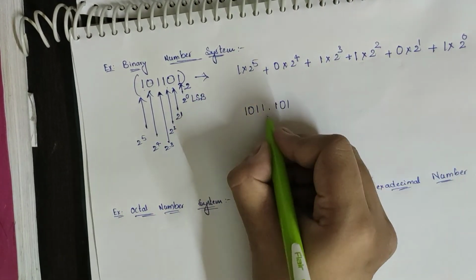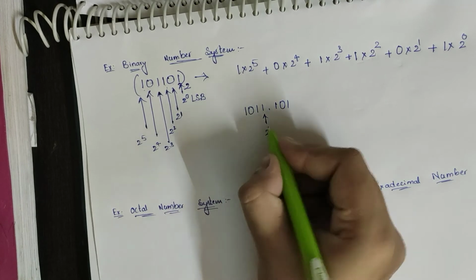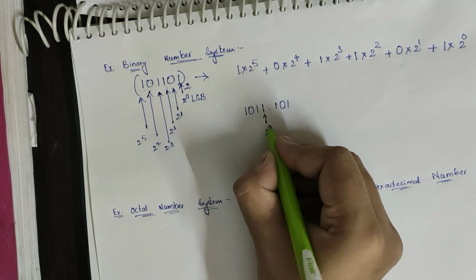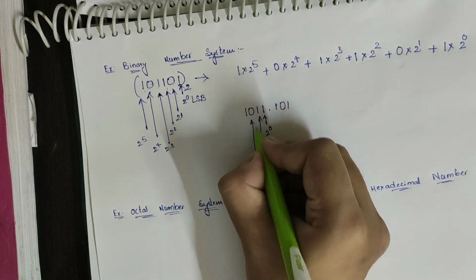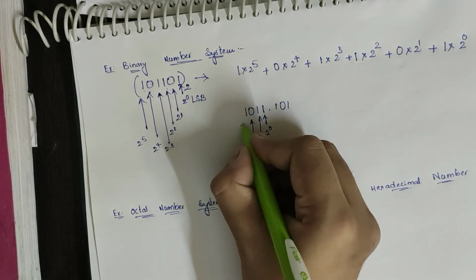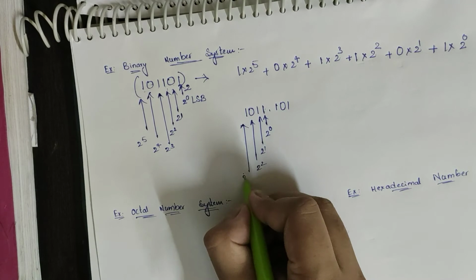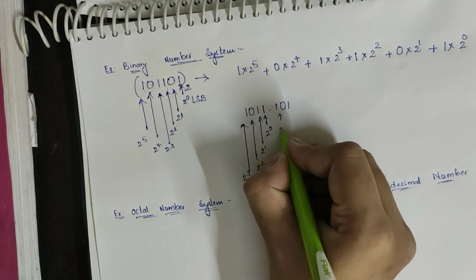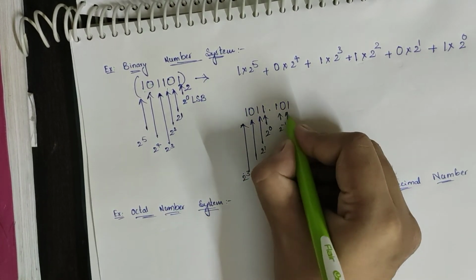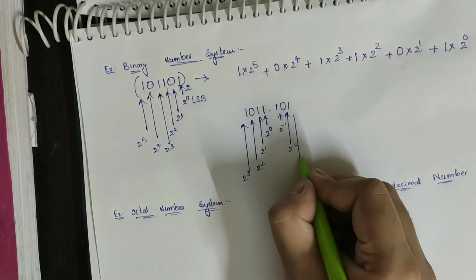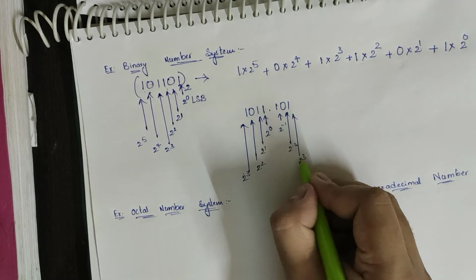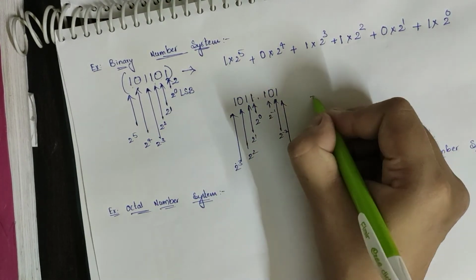1011.101. Then the weight for the first bit is 2 power 0, then this is 2 power 1, this is 2 power 2, this is 2 power 3. This is 2 power minus 1, 2 power minus 2, and this is 2 power minus 3. Coming to the value, we will compute this way.